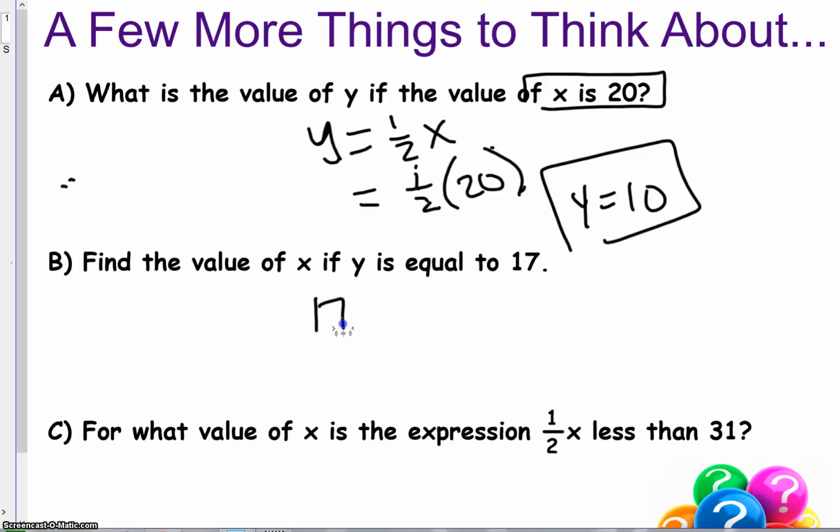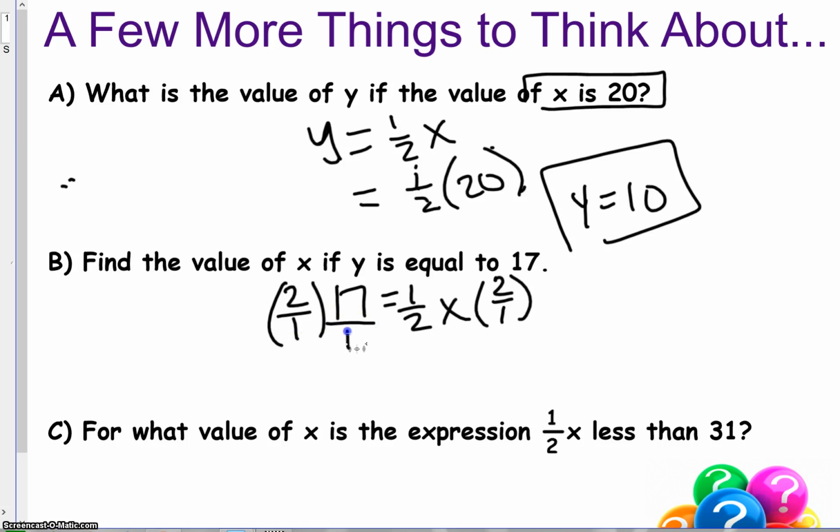Then find the value of x as y is equal to 17. Well, 17 equals 1/2 x. You know you need to get rid of that 1/2, so you multiply by the reciprocal, 2 over 1. If you do it on that side, you have to do it to this side. And then you put a 1 under that 17 to make it a fraction. Those cancel, so you're left with x. 2 times 17 is 34, and 1 times 1, so your answer is 34.